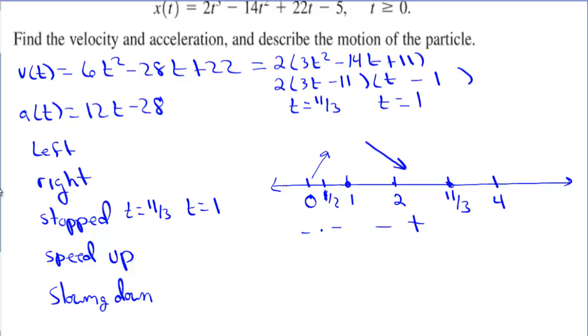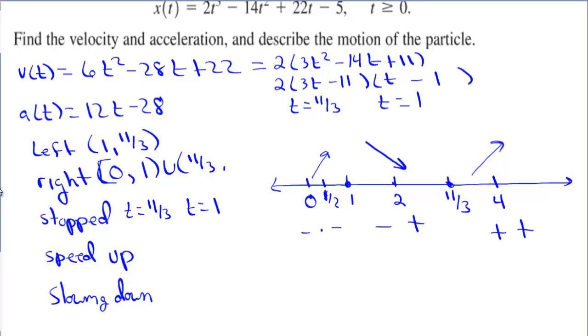We have 12 minus 11 is positive, and 4 minus 1 is positive. Then this function increases, or the particle goes to the right. So left is from 1 to 11 thirds, and to the right is from 0 to 1, union with 11 thirds to infinity.